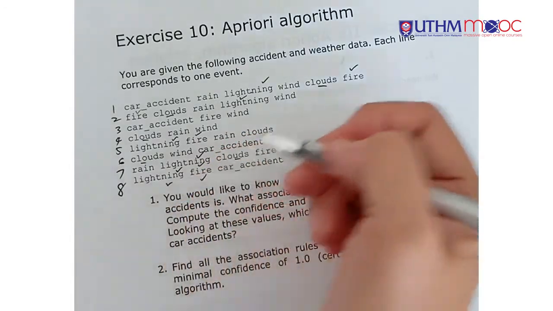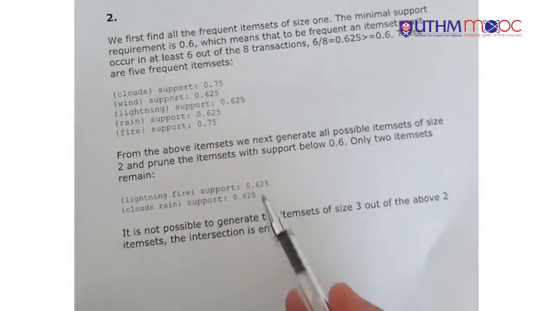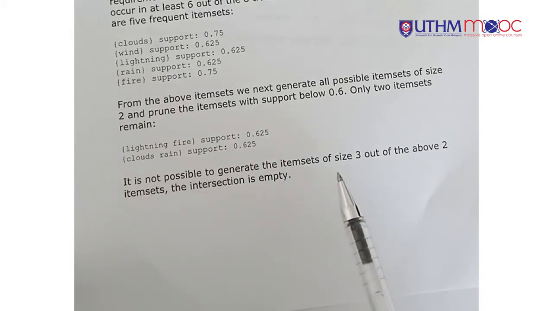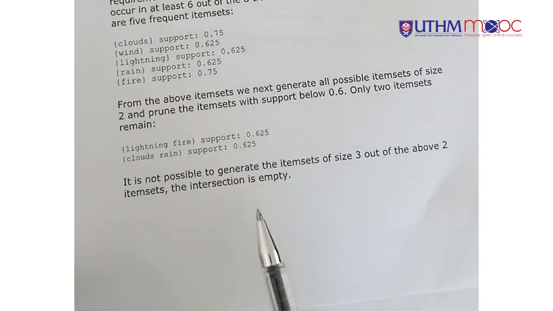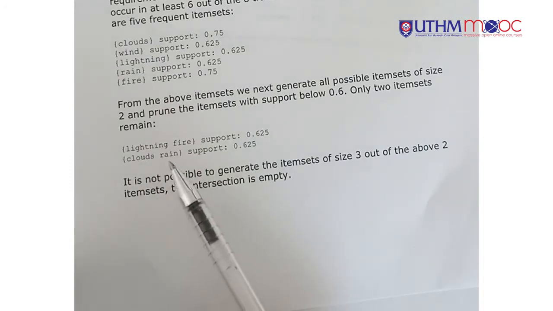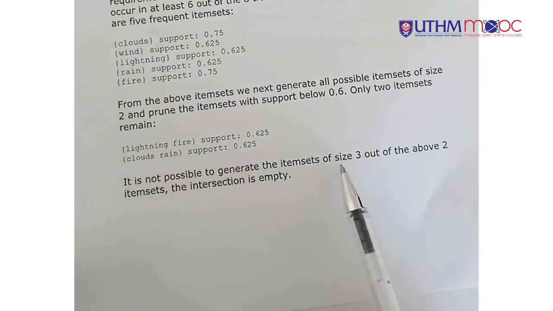Five. Okay, so you count that. So basically you get more than 60%, so it is not possible. The solution says it is not possible to generate an item set of size 3 out of these 2-item sets, because we cannot have lightning, fire, cloud, and rain. That is 4 items already. We cannot get 3.